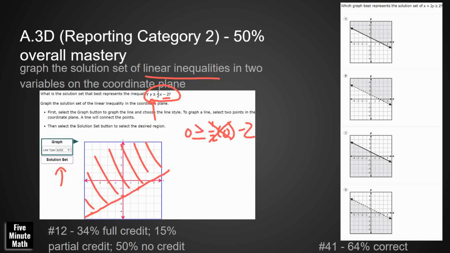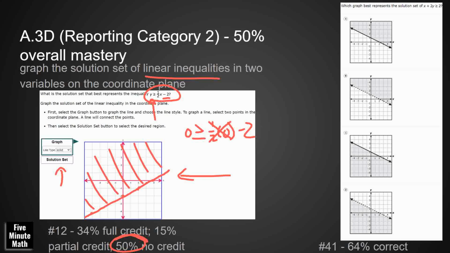and then that would be our 2 points right there. You notice that we had only 34% get both the line and the shading. 15% got one. 50%, that is a lot of students, got nothing. Absolutely nothing. So next on number 41, we have 64%. So it's a lot easier when you're just selecting from the correct graphs rather than graphing it yourself. So obviously we've got a big area of opportunity here, figuring out how to use the graphing feature on Cambium.